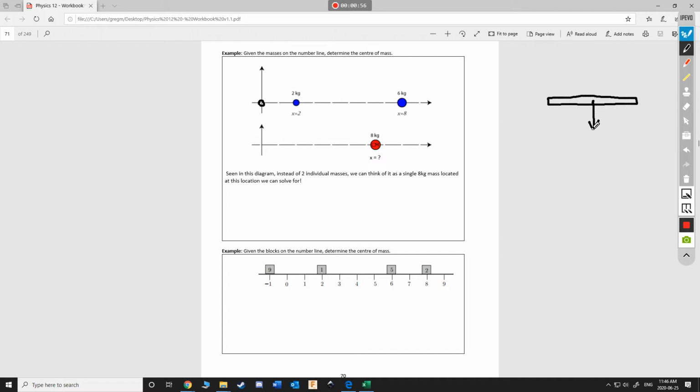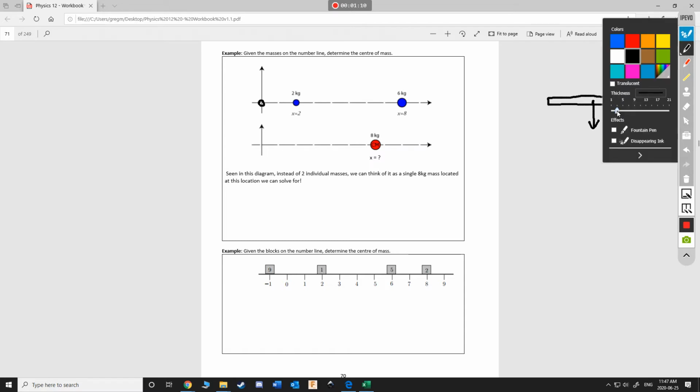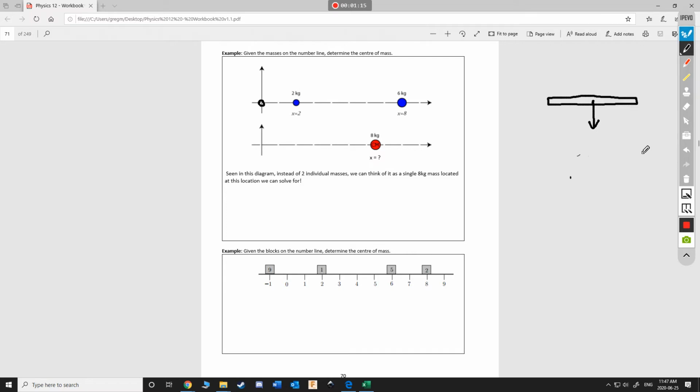So one strategy to approach these ones is to find out, okay, it's not uniform. There are different concentrations of mass in different locations. Where can we consider all that mass to be acting? So right here we have 2 kilograms and 6 kilograms. Using that equation we have above, it's kind of just finding the average location.